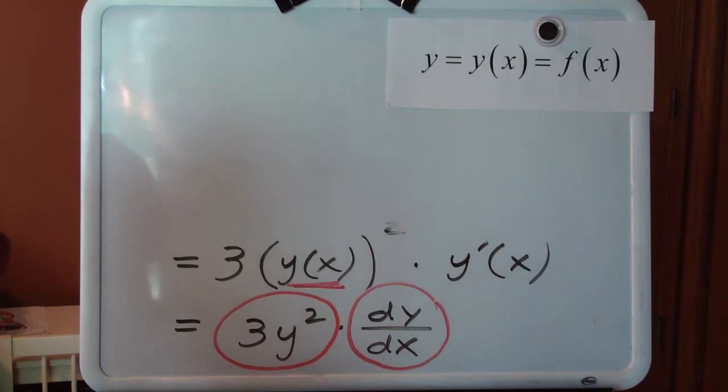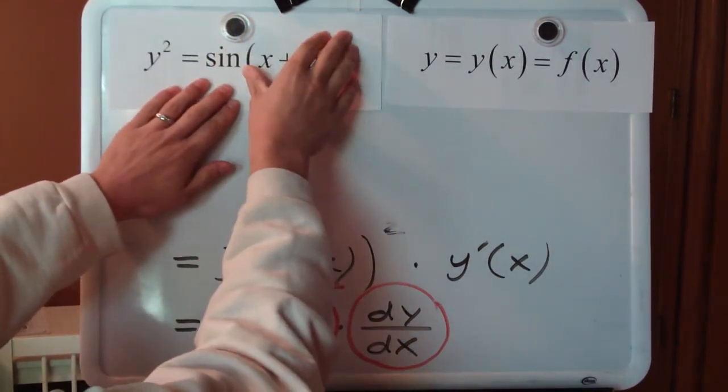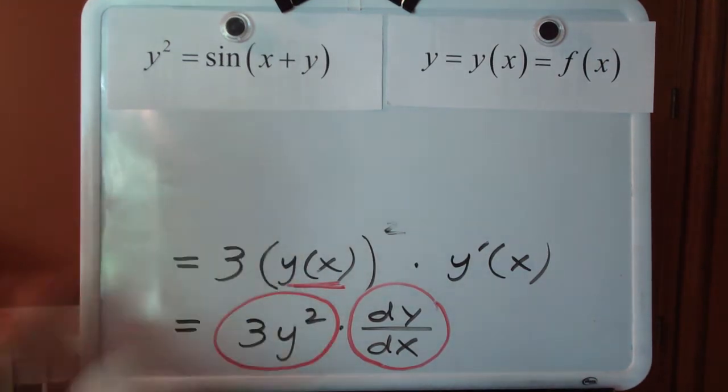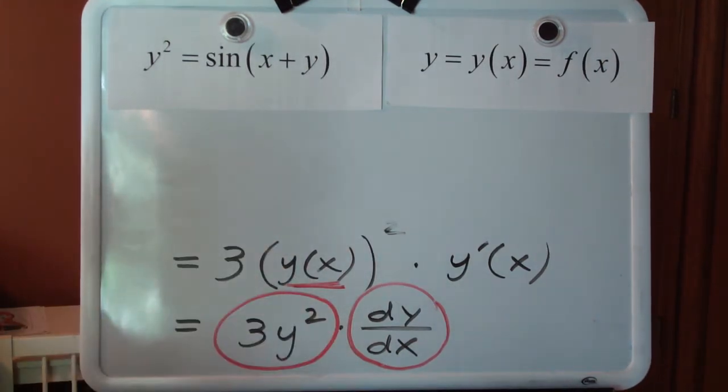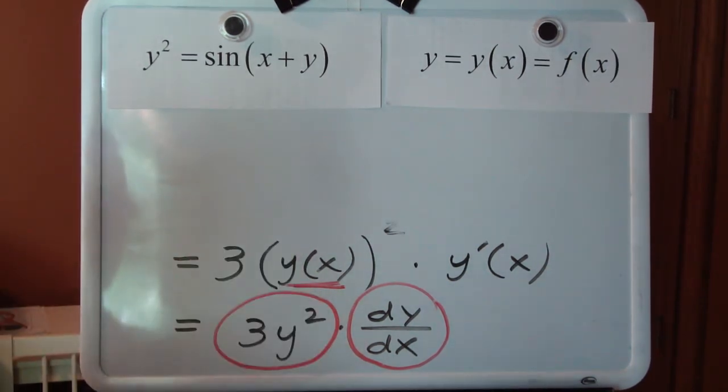And so what I'd like to close with is, let's go back to that first thing that we talked about, where you might not want to isolate for y, or it might not even be possible to get y alone on one side. And so let's go through all the mechanics here and see if we can find dy dx.